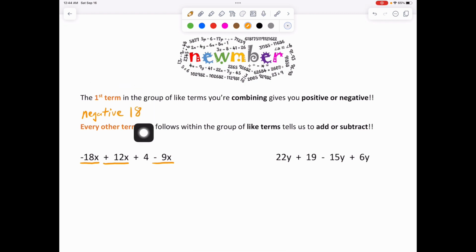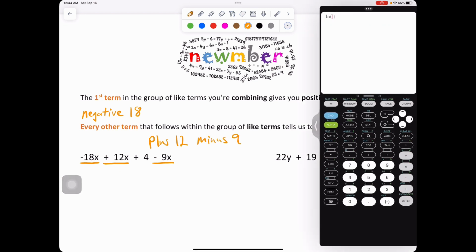All right. Then every other term that follows within the group of like terms tells us to add or subtract. Well, if we underlined the negative 18x, then we have plus 12x. So we're just going to put plus 12. And then our third term that we're combining is negative 9x, but we need to subtract, so we're just going to plus 12 minus 9.